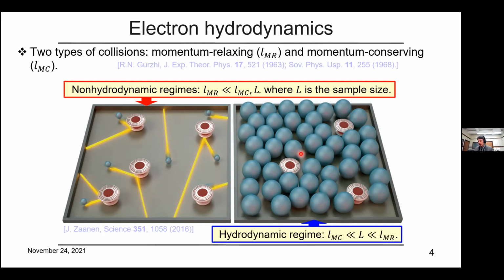However, this hydrodynamic regime requires the momentum-conserving electron-electron interaction length scale to be the shortest length scale of the system. This case, however, requires rather pure materials or materials with strong electron-electron interactions. So for a long time, it was assumed that while being interesting, this regime is quite far from being realizable in experiments.